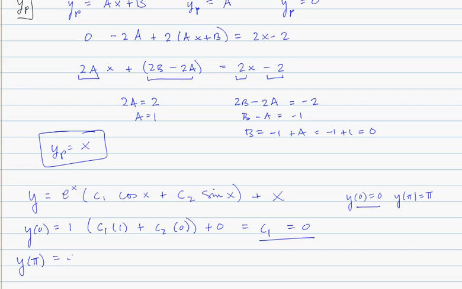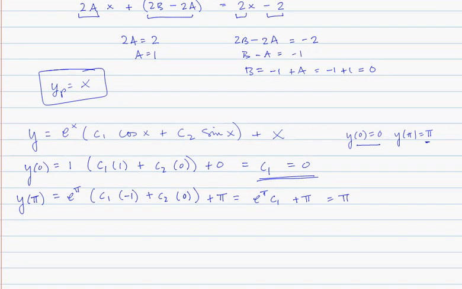Y of pi, I have e to the pi times c1 times the cosine of pi, which is negative 1, plus c2 times the sine of pi, which is also 0, plus pi. Now this is e to the pi times c1 plus pi, but c1 has to be 0, so this is just pi. And sure enough, that satisfies the condition. Doesn't really determine what c2 should be or anything. So c2 then is arbitrary.